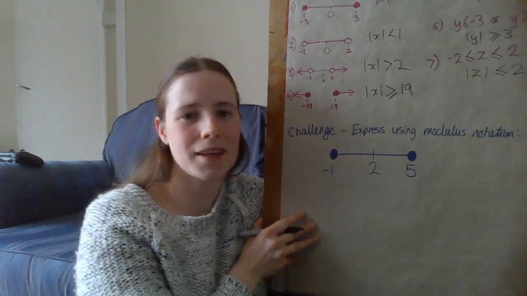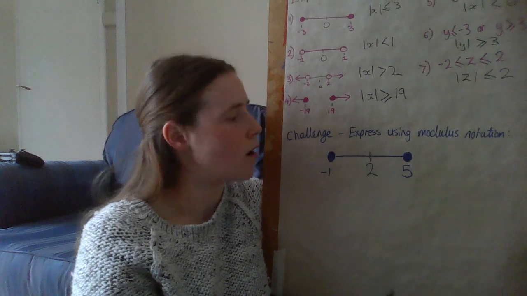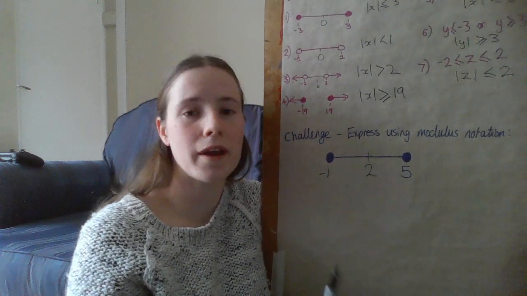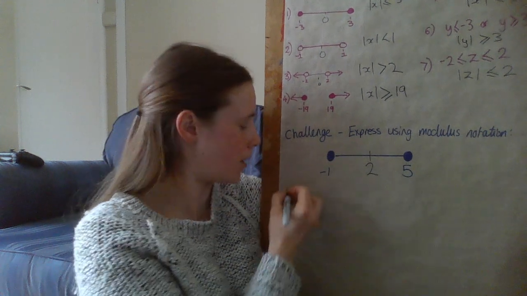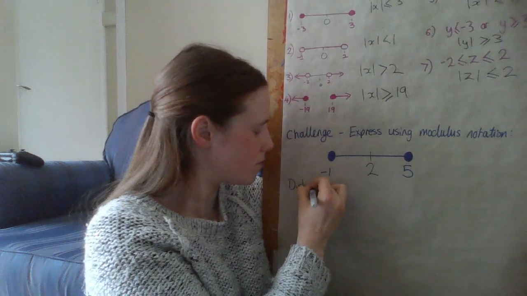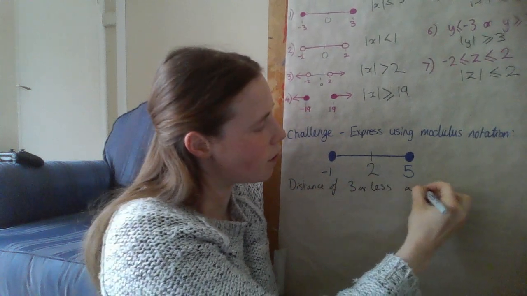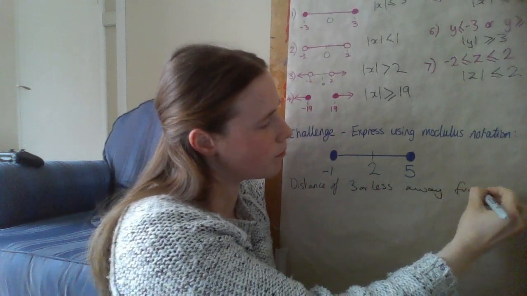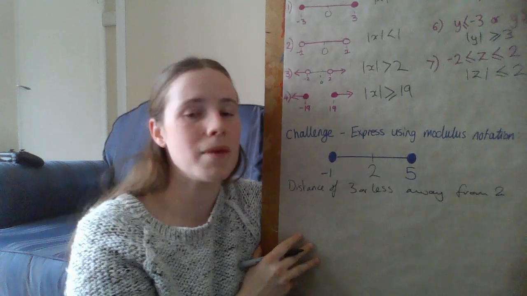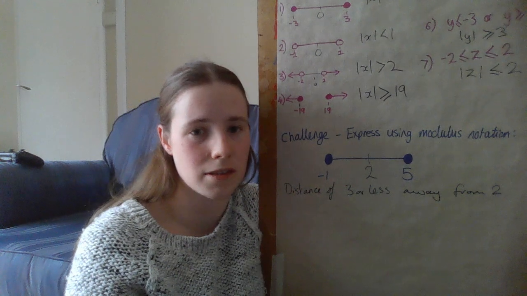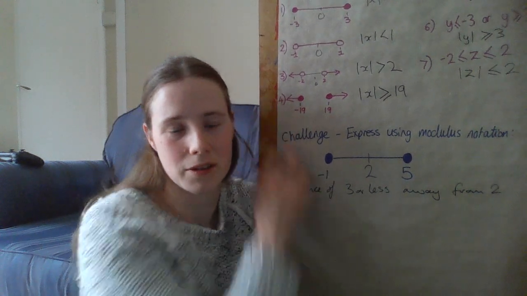So what I'm thinking of here as a description of the points that I'm capturing is anywhere that is 3 away from 2 or less. Okay, so a distance of 3 or less away from 2. Okay, problem is I tend to think about the modulus distance from 0, so that's why this is a challenge question as opposed to the pink ones earlier on.